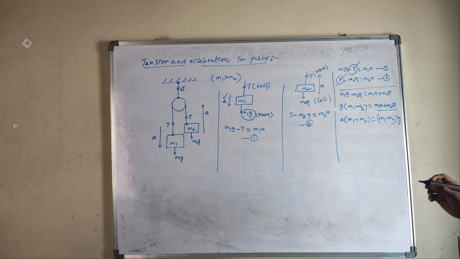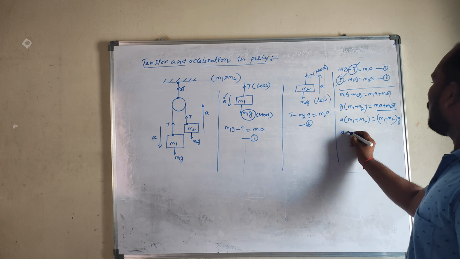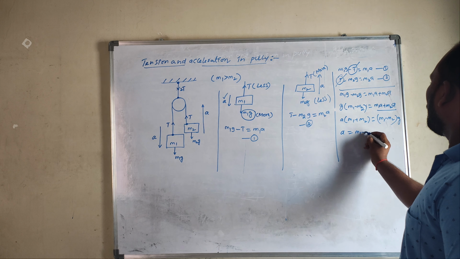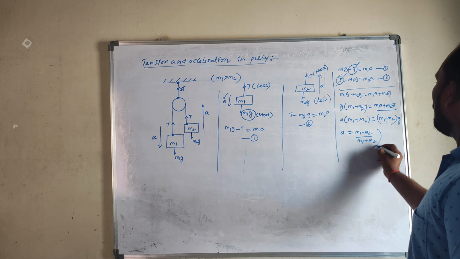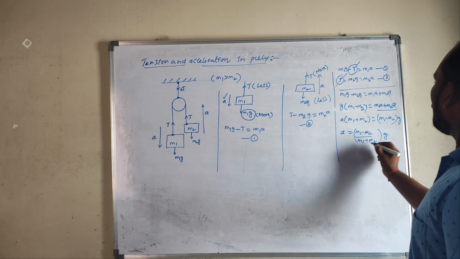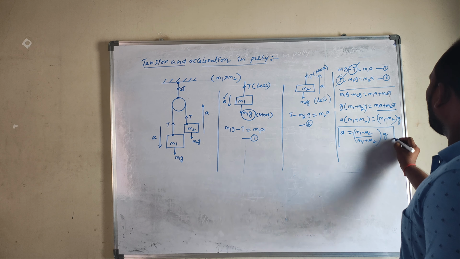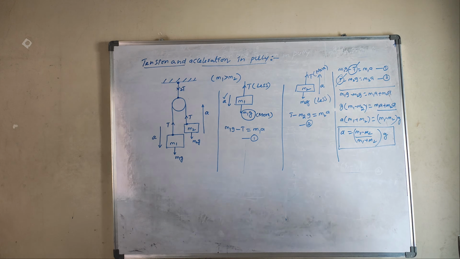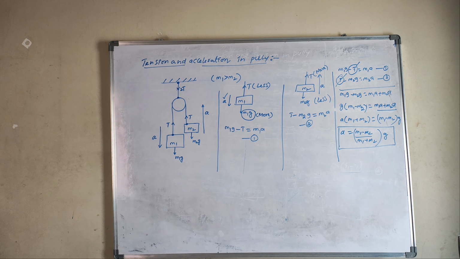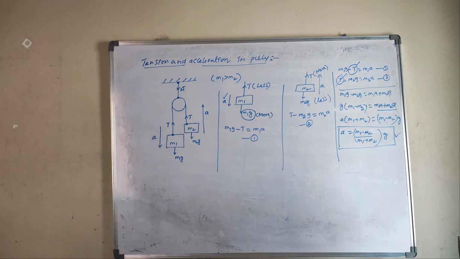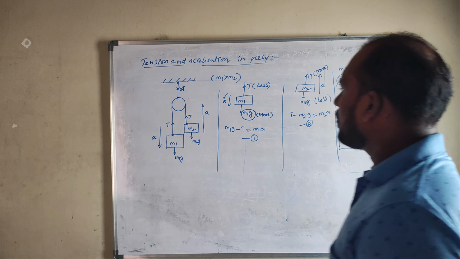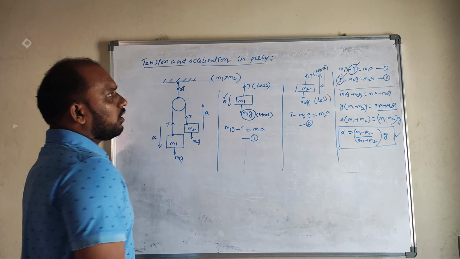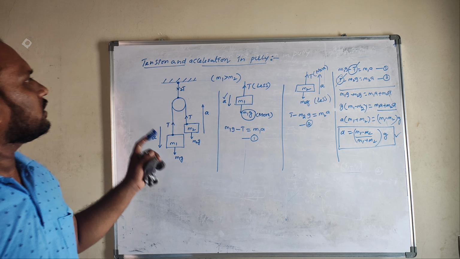So now I want the A value. A is equal to (M1 minus M2) by (M1 plus M2) into G. So that is the first one, the acceleration.